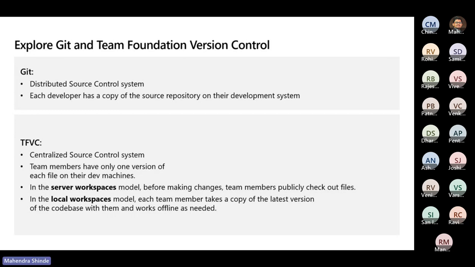So these are the differences between a centralized and a distributed version control system. As a point of reference or example, we have version control systems here, Git and TFVC.